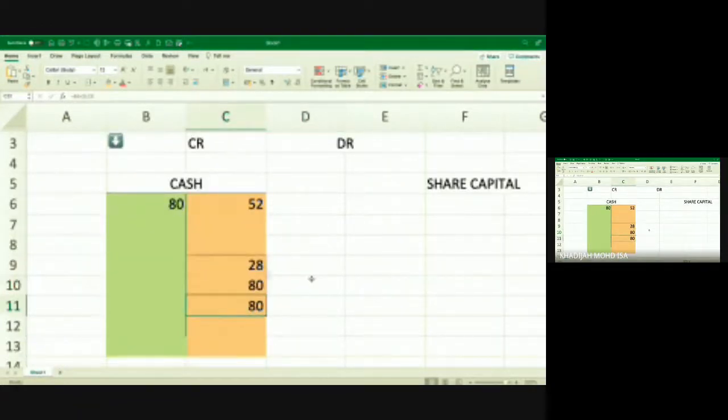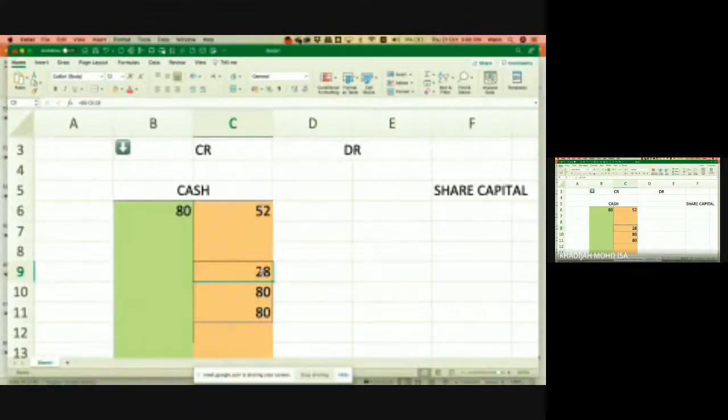Okay? Ini kenapa jadi macam ni? It's 3 o'clock. Okay, tak apa. Alright, so this is your balance that you have.